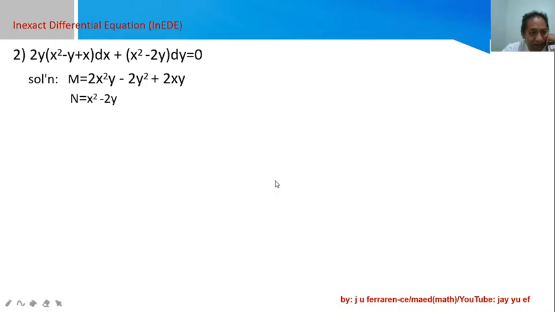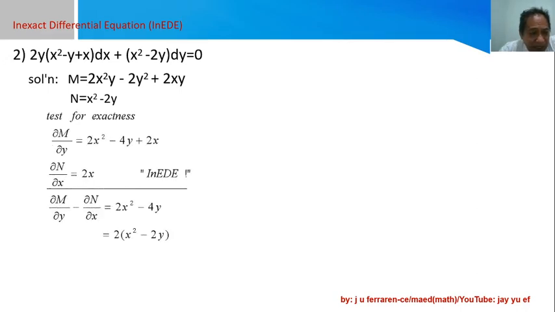So for my M, I try to distribute my 2y. Okay, so this is the product when it is multiplied, and that is x squared minus 2y as your N. If I'm going to test for exactness, the partial derivative of M with respect to y is, this is 2x squared, correct? This becomes 1. The derivative of this with respect to y is 4y. This is 2x because y becomes 1. When differentiated partially with respect to x, this will produce 2x, correct? Okay, and this is 0.